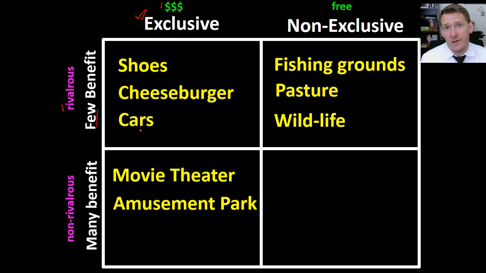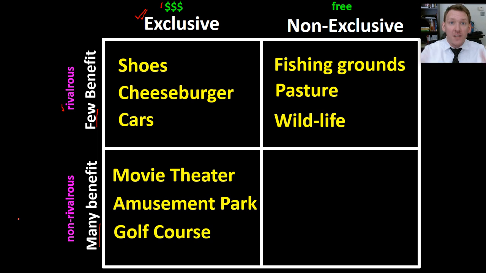An amusement park. Another example, it is exclusive because you got to buy a ticket. But when I go to the amusement park, I don't use up all the rides, and you don't use up all the rides, and the thousands of people that are at the amusement park, they don't use up all the rides. So it's benefiting many. This is non-rivalrous, but it's exclusive. And because it's exclusive, these are not public goods. They're similar to a public good in that it benefits many, but it doesn't fit the other criteria. It doesn't fit the free criteria.